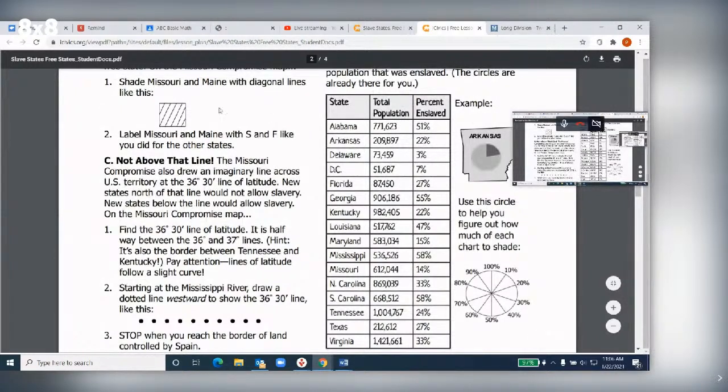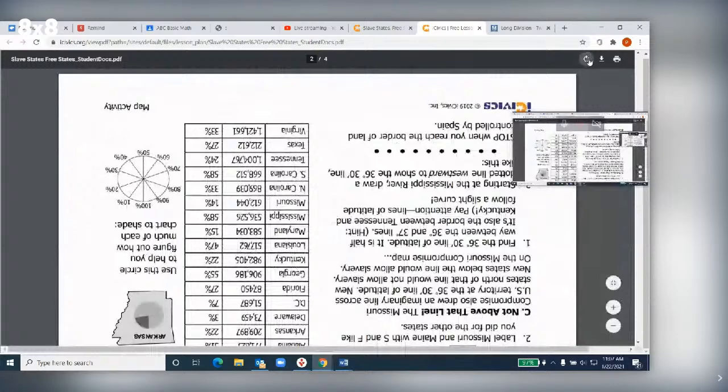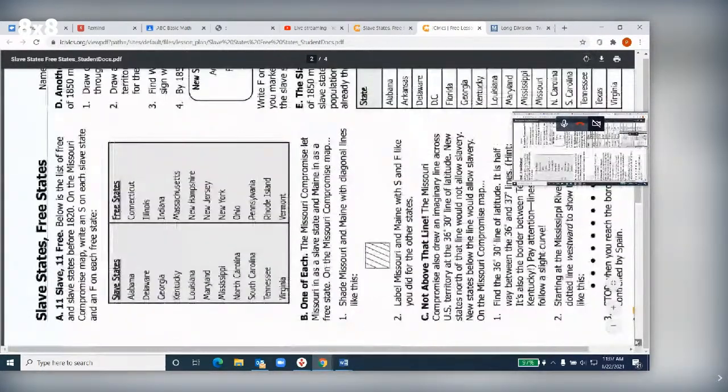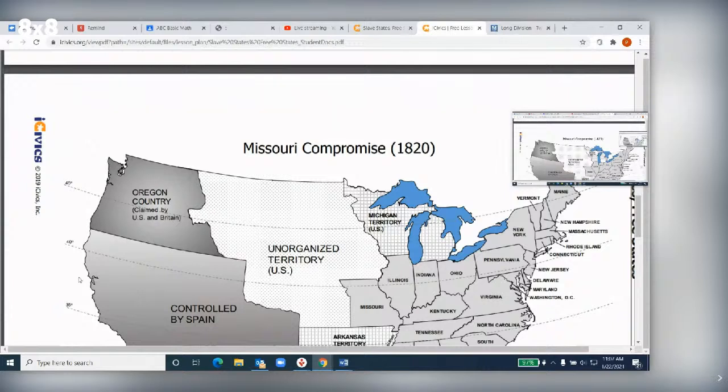So what it asks you to do here, it says the Missouri Compromise drew an imaginary line across U.S. territory at 36°30' of latitude. New states north of the line would not allow slavery. New states below the line would allow slavery. So when we go to this map, just so you get an idea, I want to try to show you that line. Got it upside down, I apologize. So the 36°30' line is right through here, a little bit below that, in between 35 and 36. So any of these states above that line, anything to the north, would be free states, and anything south of that would be slave states.